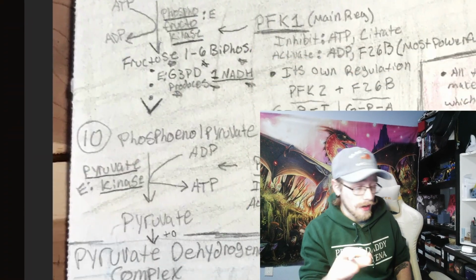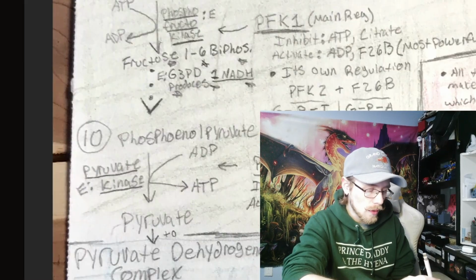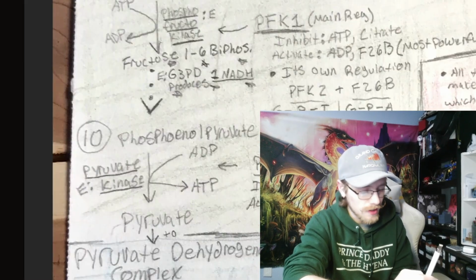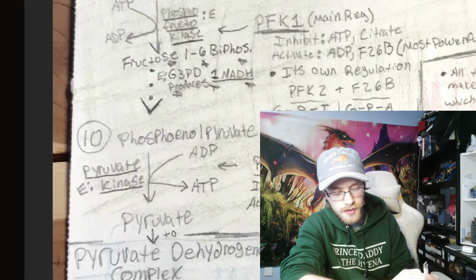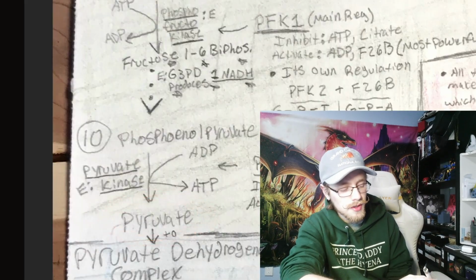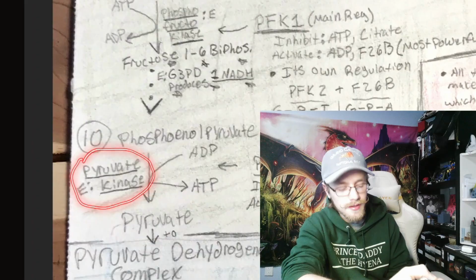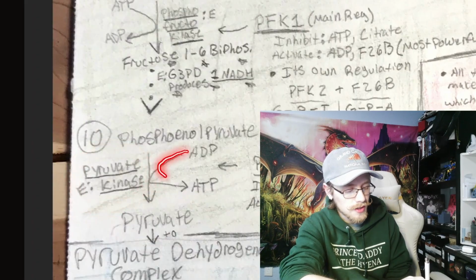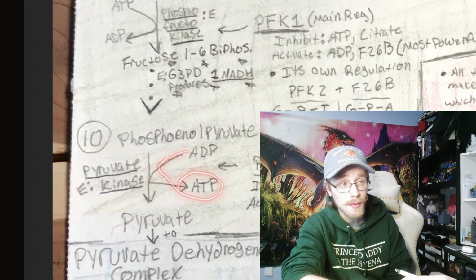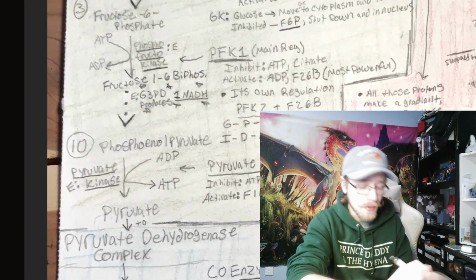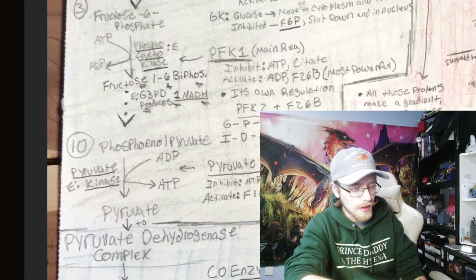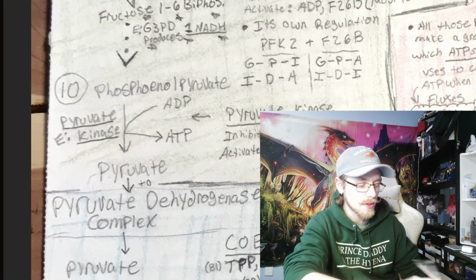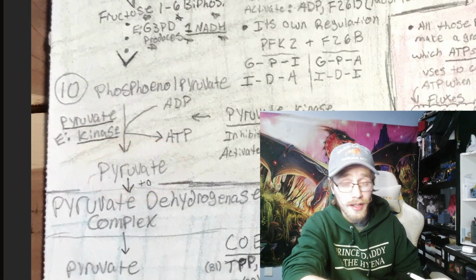The end of glycolysis happens at step 10, where phosphoenolpyruvate turns into just pyruvate through the use of the pyruvate kinase enzyme. And if you look here, we're actually gaining an ATP now, which is pretty cool. So through this, we generate a little bit of ATP, but mainly what's the most important is this guy right here, pyruvate.